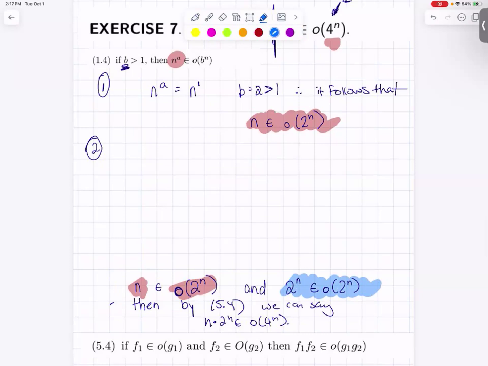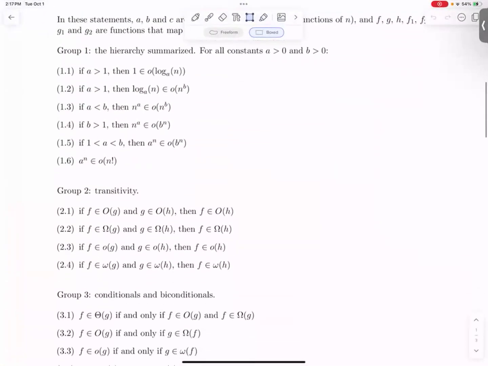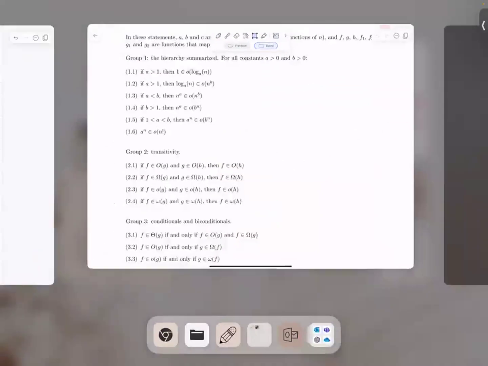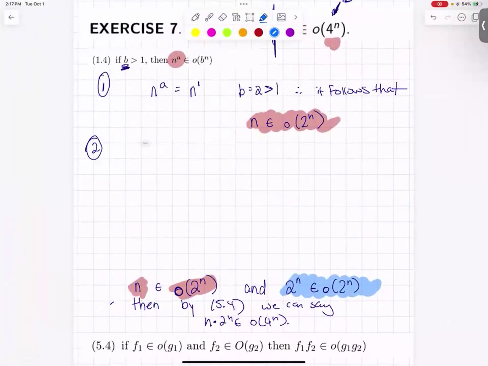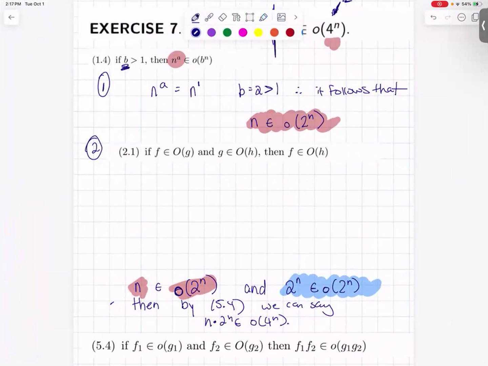Well, we're going to start by looking at a different property. Let's start by looking at this property right here, property 2.1. It says that if f is in big O of g and g is in big O of h, then f is going to be in big O of h.